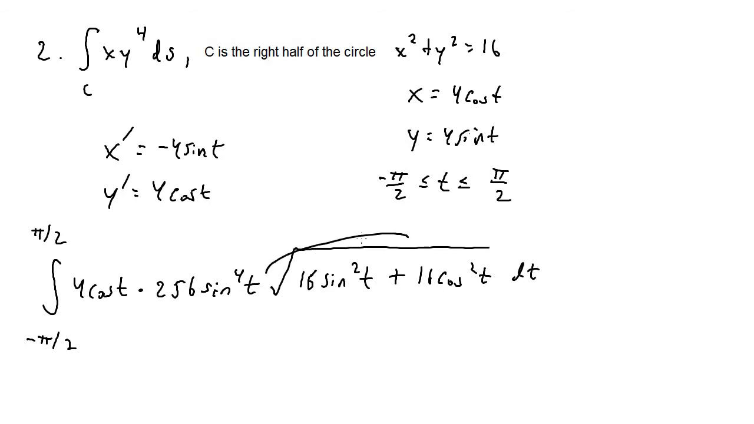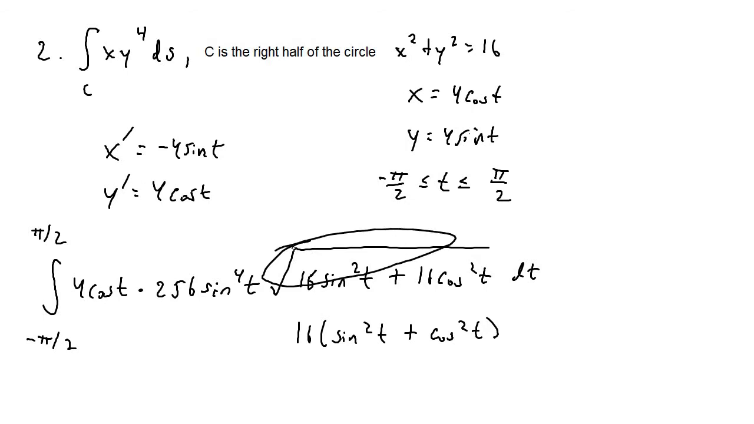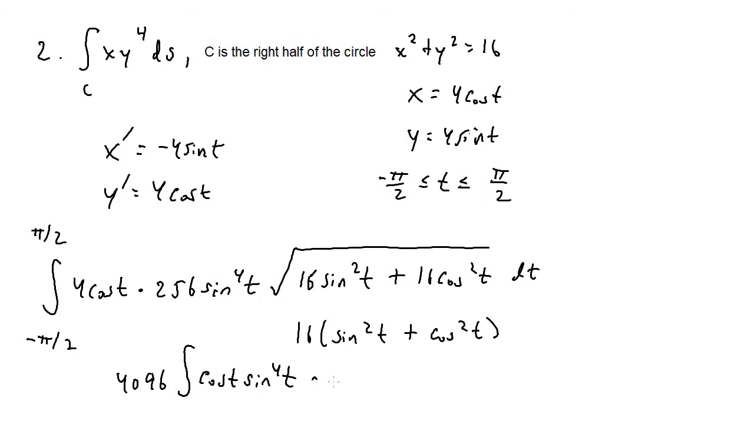Now I can simplify what's under the radical here. If I factor out a 16, we get sine squared of t plus cosine squared of t. Sine squared plus cosine squared is 1. 1 times 16 is 16, and the square root of 16 is 4. So if I multiply all the constants together, we get 4 as we simplify the radical. So 4 times 4 is 16, and 16 times 256 is 4096. Since that is a constant, I can take that outside the integral. So we get 4096 times the integral of cosine t times sine to the 4th t dt.